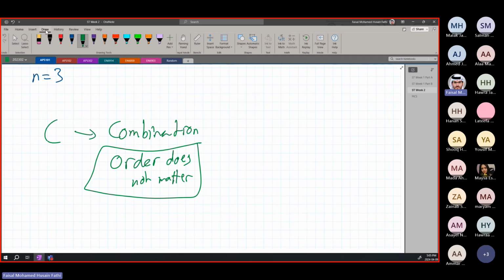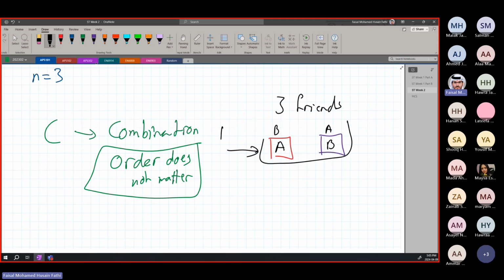Meaning, if we're talking about the same 3 friends, if we have our red and purple chair, if we have friend A sitting here and B sitting here, that's it. This is our first option. We don't care if it's B sitting here or A sitting here. We don't care about that. All of this is one option. This is one combination of the chances.